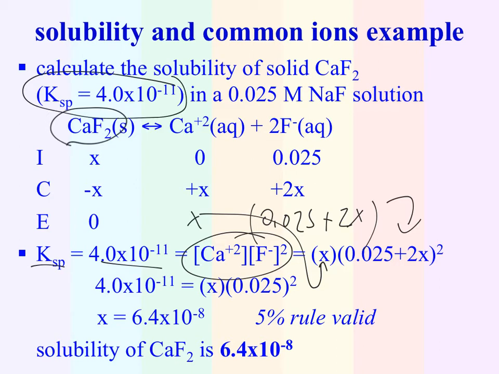We can make some assumptions here. Obviously, we'll need to check our 5% rule. It is valid in this case, but basically we drop the 2x here. We solve for X down here and we get 6.4 times 10 to the negative 8. So the solubility of calcium fluoride in a 0.025 molar sodium fluoride solution is as we see here.